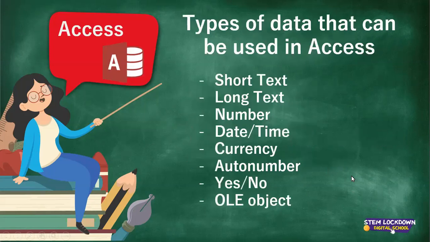Okay, so let's get into what we want to focus on today. We are going to look at the types of data that can be used in Access. As you can see on the screen, the types of data that we get are short text and long text, number, date or time, currency, auto number, yes or no, and OLE object.